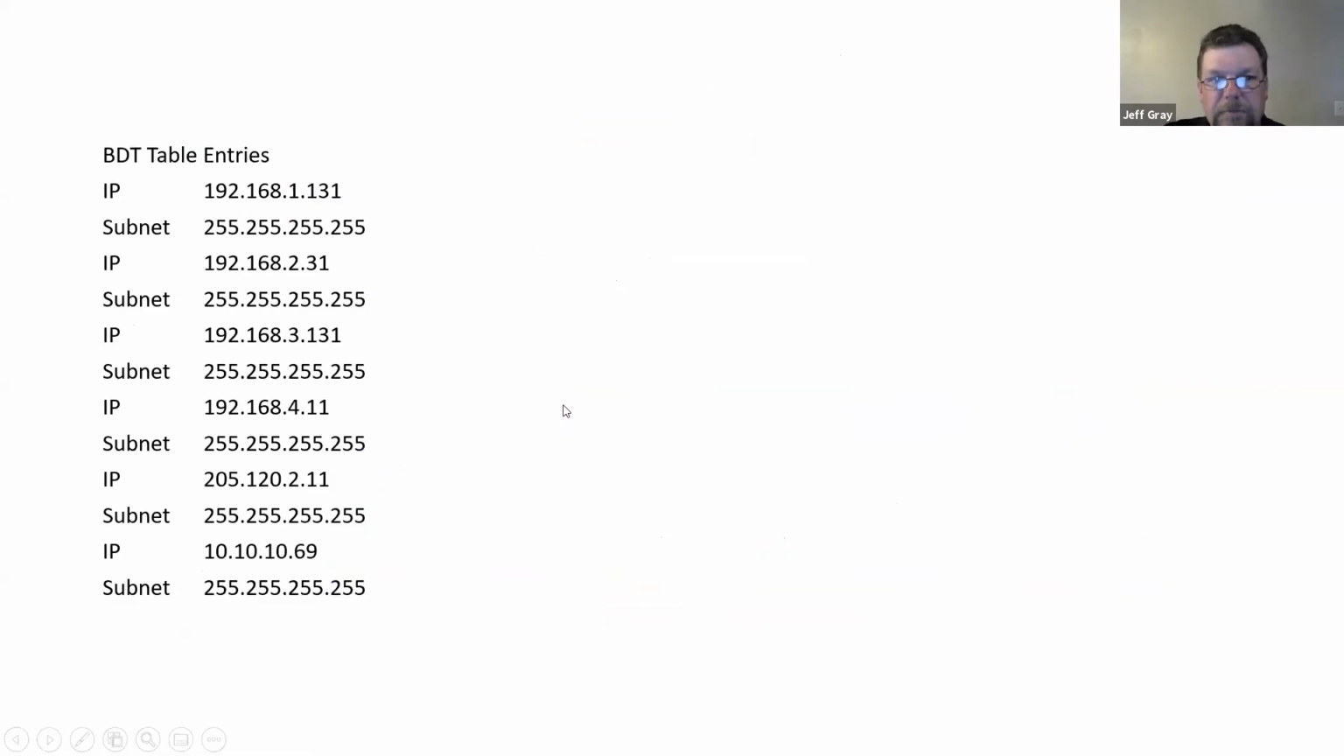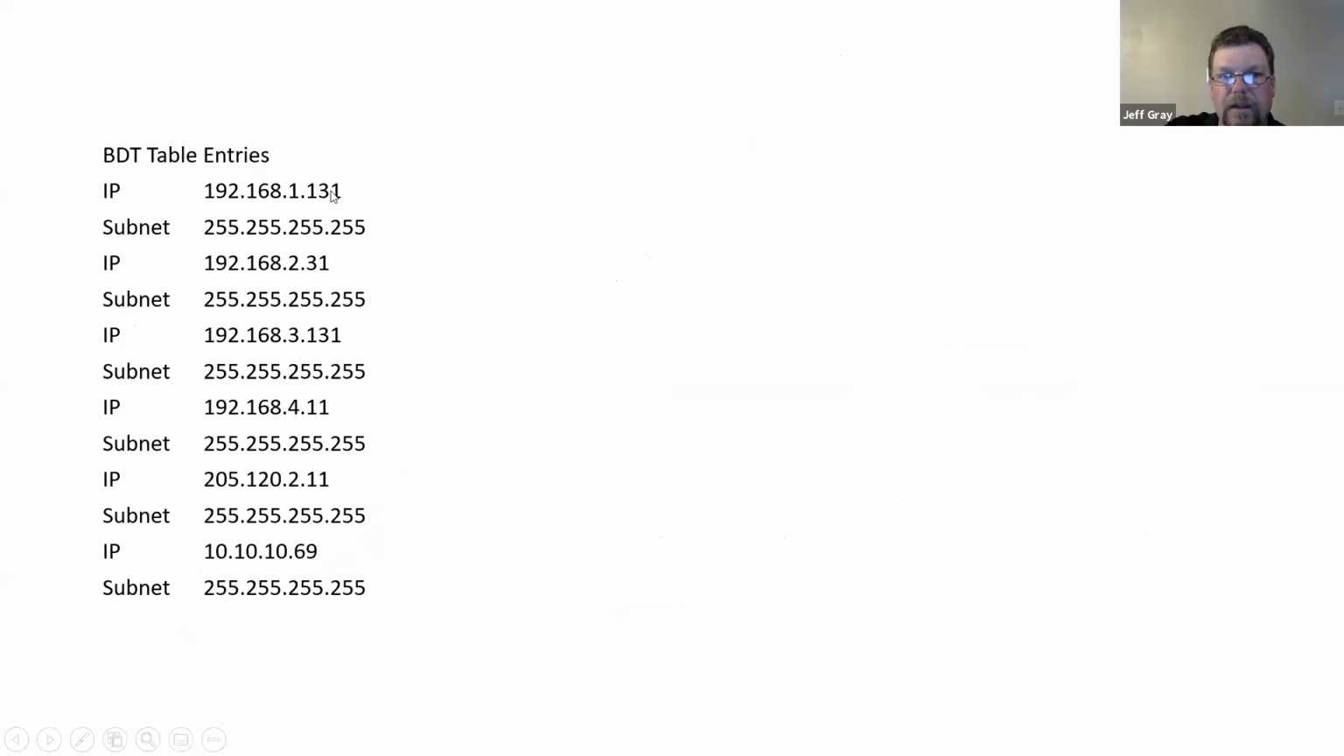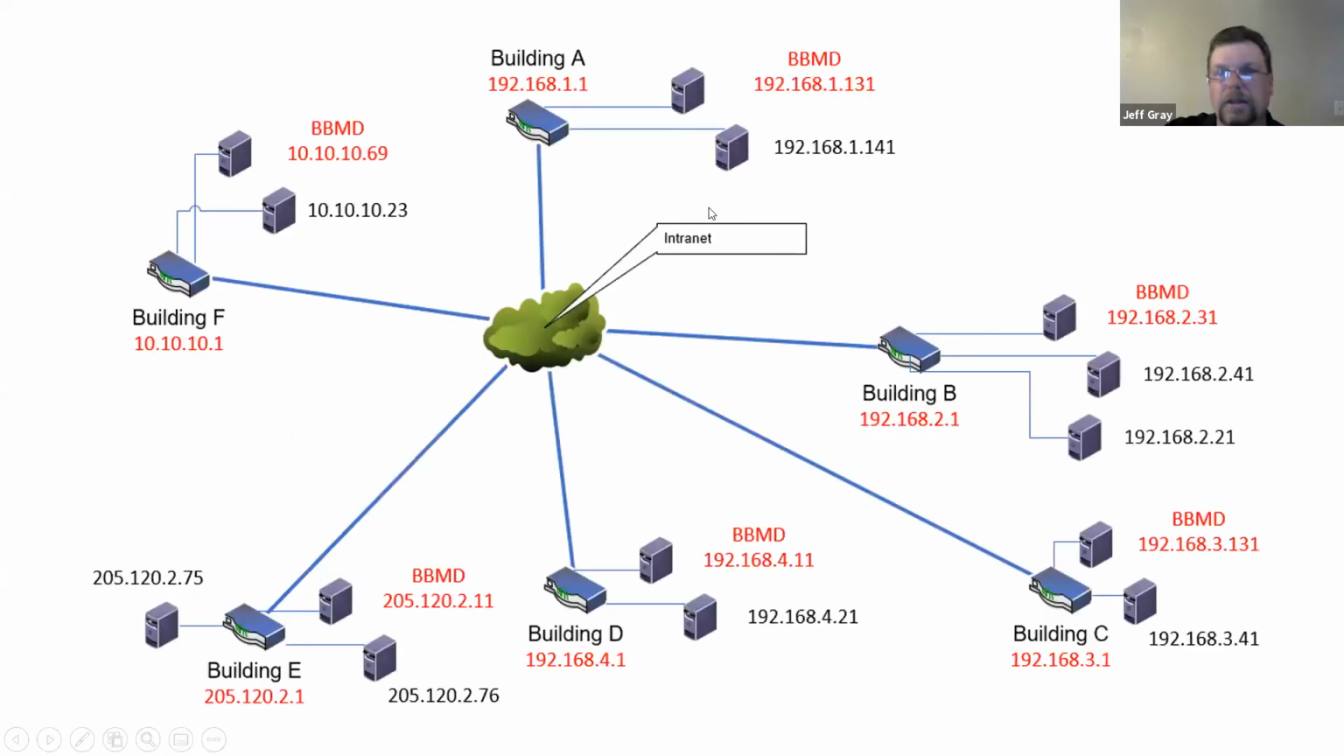So the next slide is an example of a BDT table entry. On the BDT table entry, you only want your BBMDs on there. You do not want to add, so we've got 192.168.1.131 as the first entry. That is the only IP address on that network that we need on our BDT table.